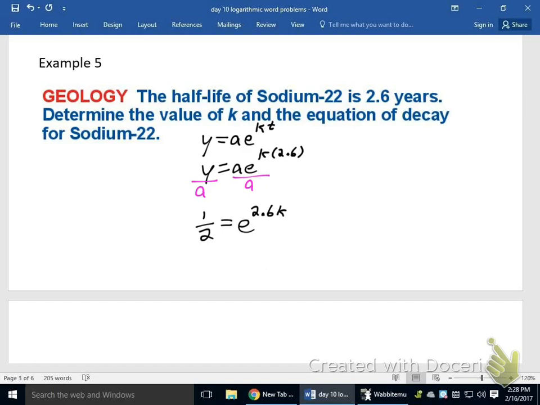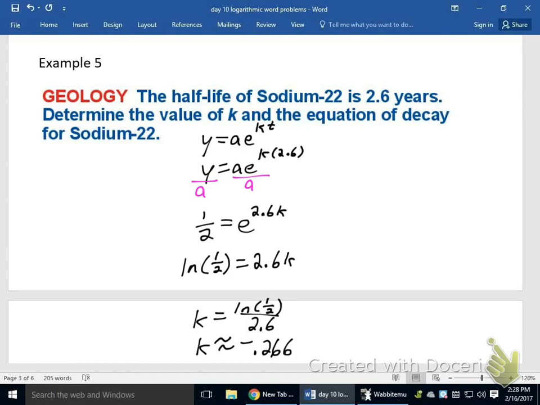Now to figure out what k is, I will simply take the natural log on both sides. So natural log of 1/2 equals 2.6k, and divide by 2.6. So natural log of 1/2 divided by 2.6. And I'll write that out. k ends up being approximately, it's a negative value, negative 0.2666. All right, so there's my k value. I'm rounding to the nearest ten-thousandth there.